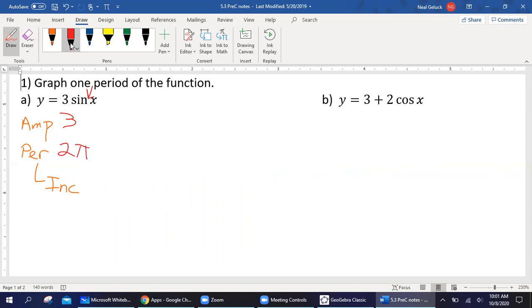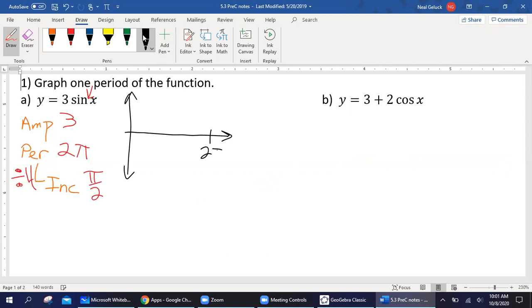We always take the period and we divide by 4 to figure out the increments. We're always going to split these into 4 parts. So 2 pi divided by 4 is my normal increments of pi over 2, which we saw on our parent graph. So this graph is going to be basically on the x-axis, just like it was on the parent, 2 pi.